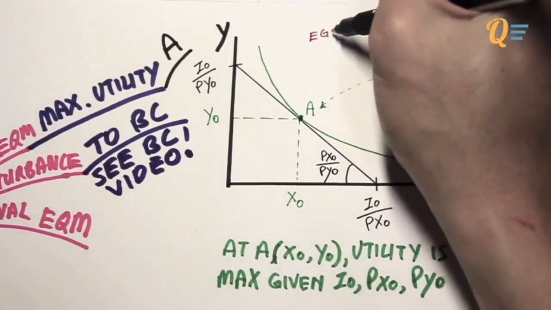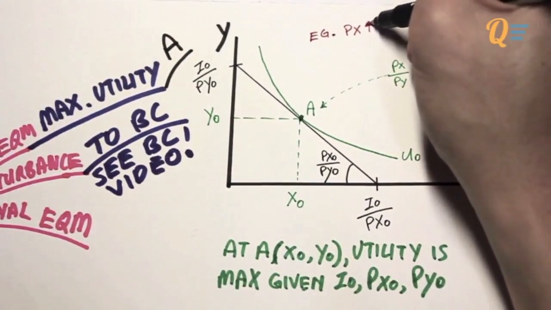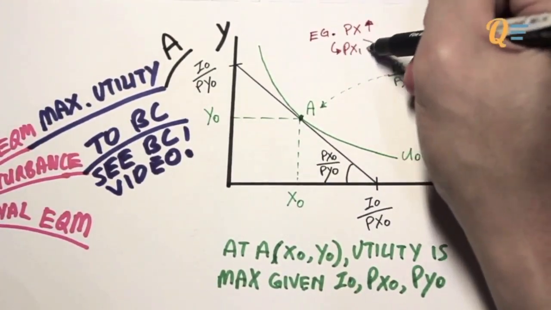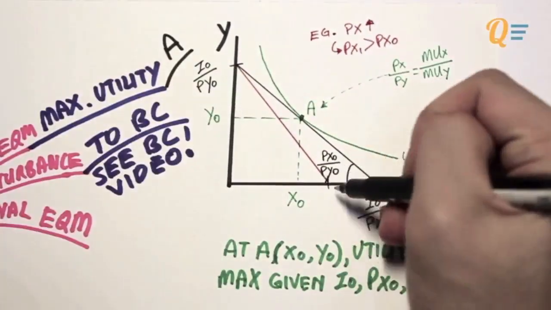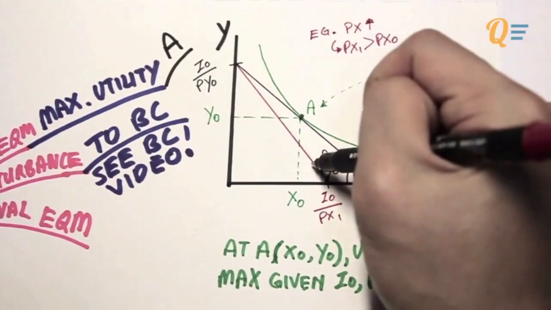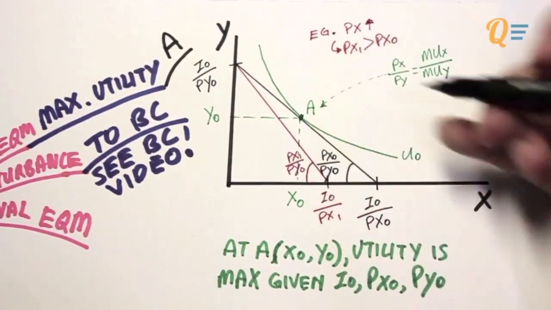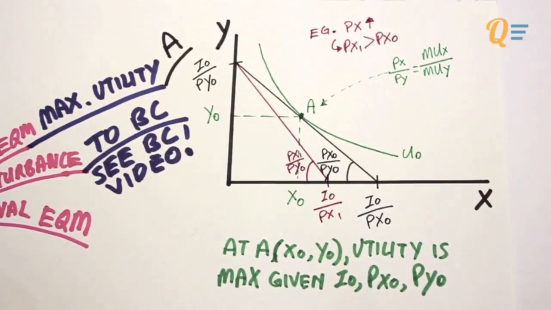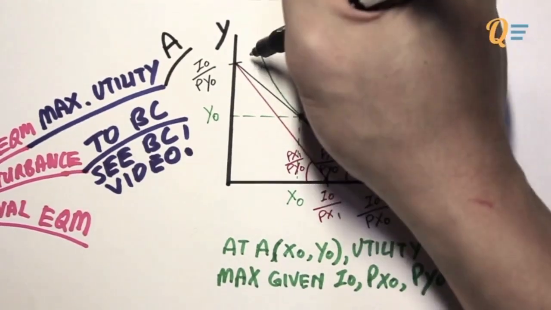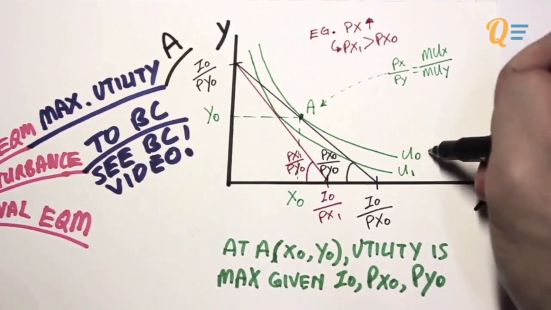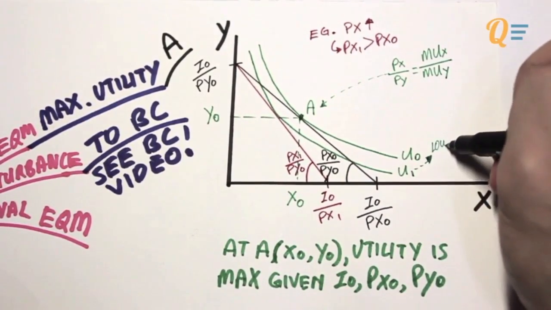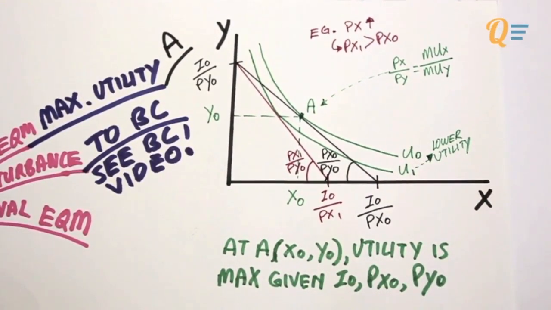So let me just use an example of the price of X increasing so that we can get on with the video, right? So when the price of X increases to PX1, where PX1 is more than PX0, what you get is that the budget constraint is going to pivot inwards, and you have the new budget constraint, which is the red one over there. So what happens is that the consumer's indifference curve would have to move inwards towards the origin, right? So now the utility has dropped to U1.